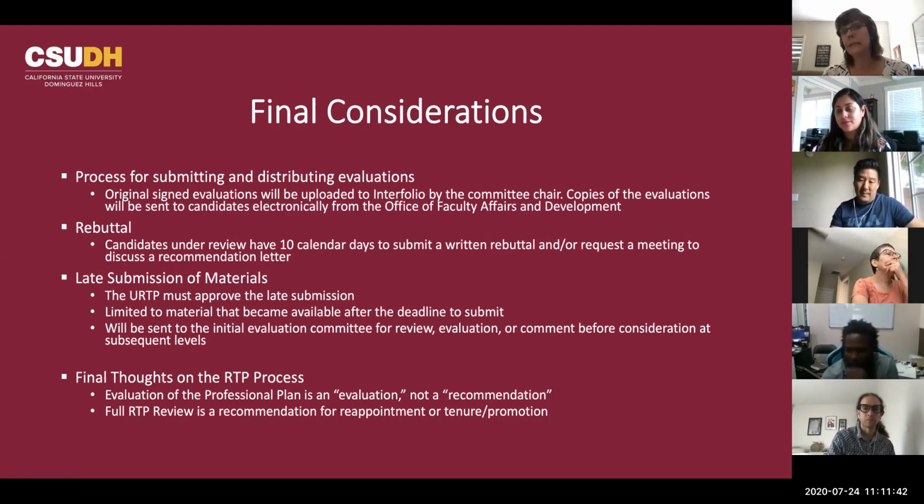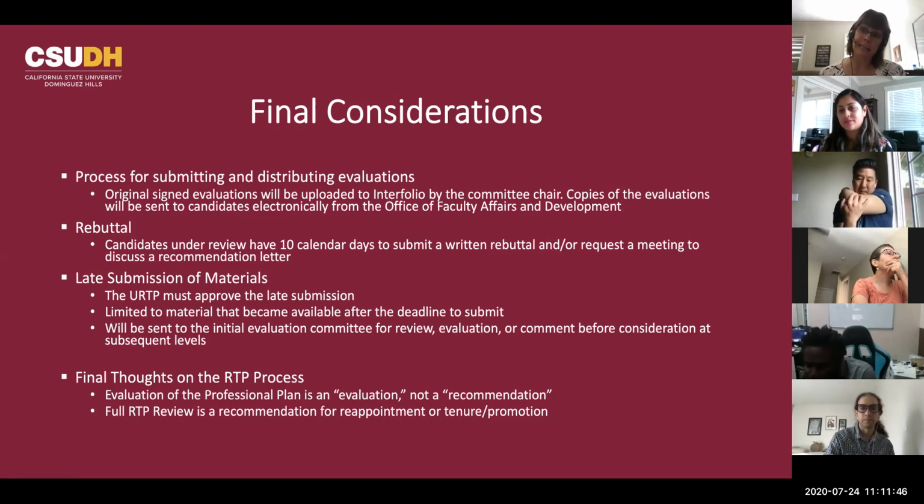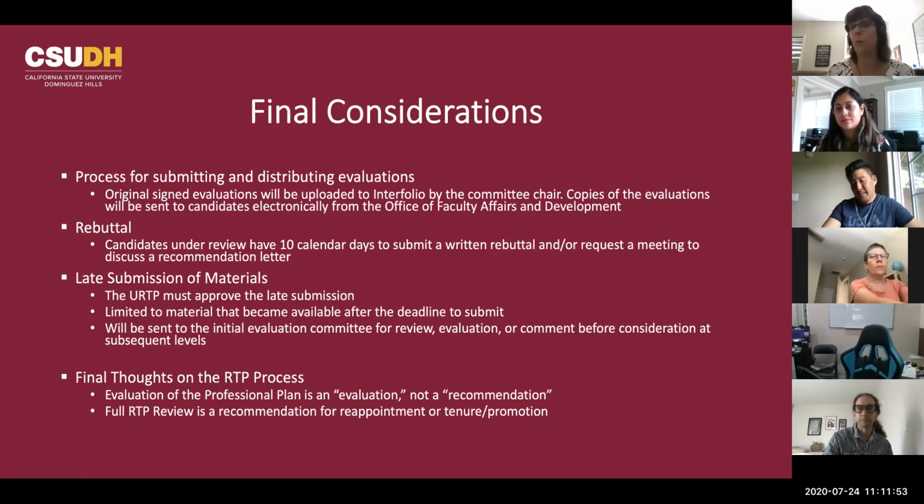You can also request a meeting, or if it's a recommendation at a previous level, you can write a rebuttal regarding whatever issue. That is your right per the collective bargaining agreement.